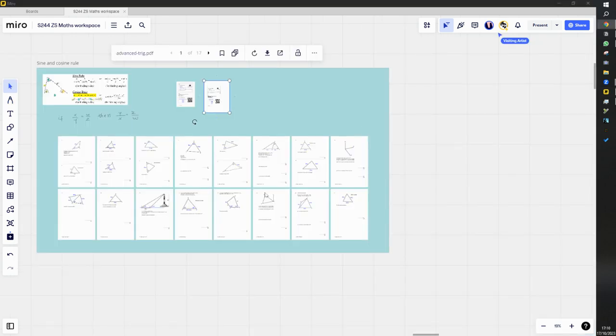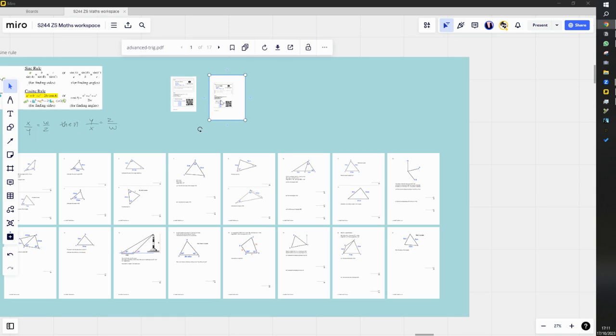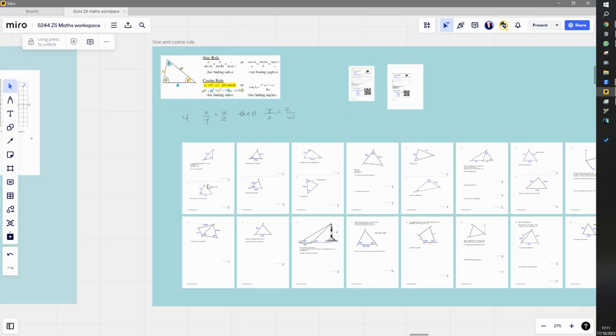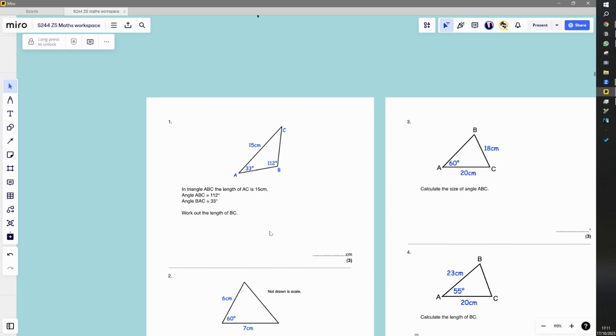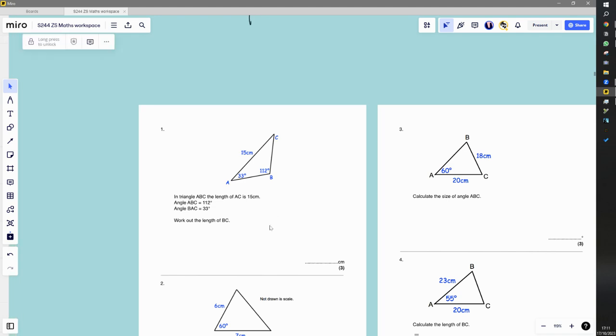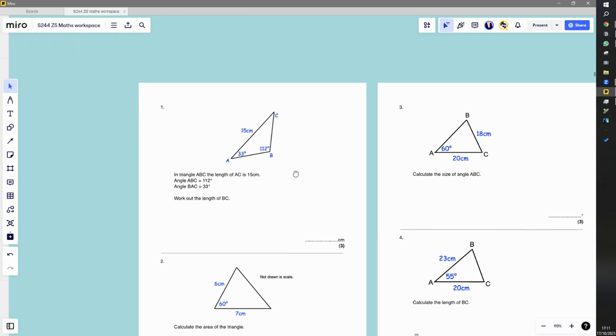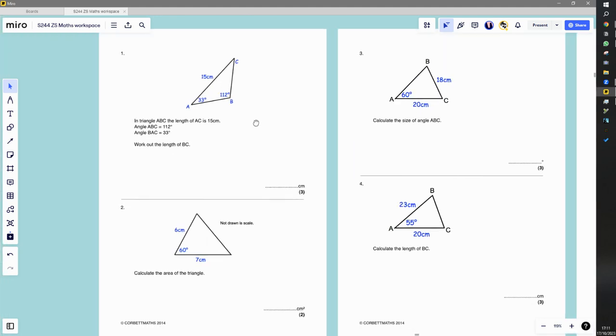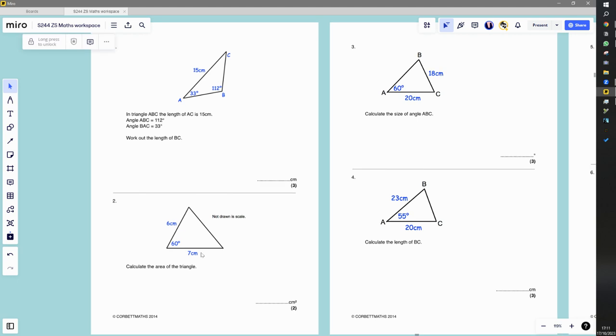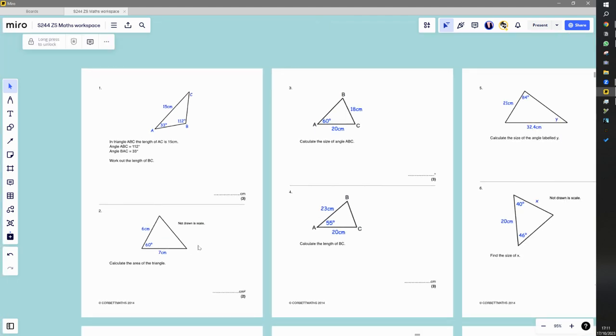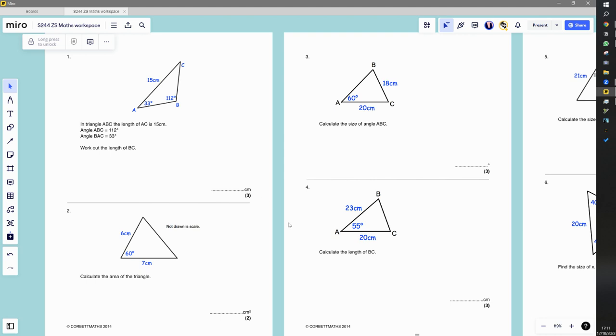All right, so we've got some questions here. That's the front page, and that is the answers. So we've got all the different pages there, and we can click on this to open it up and look at the answers. Well, let's have a look at the questions for a little bit, and we'll just decide what rule we think we need to use. Okay, this is the area of the triangle, which is going to be the other formula we've not looked at yet. The two questions I want us to think about are question 1 and question 4.